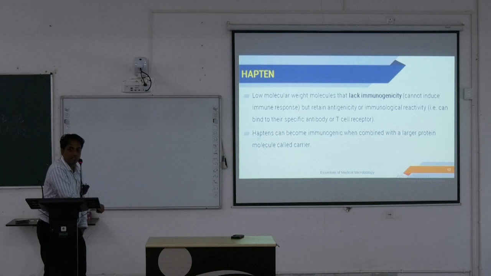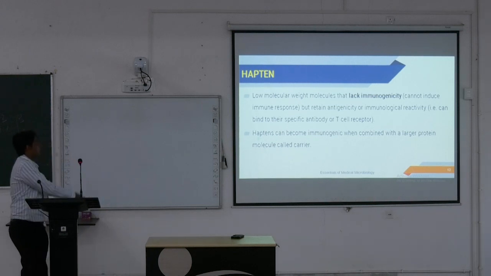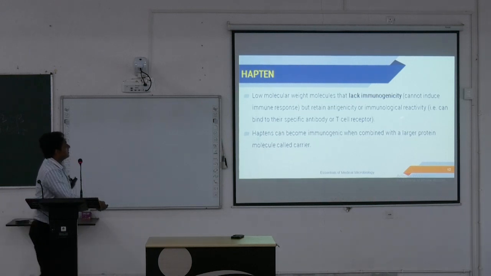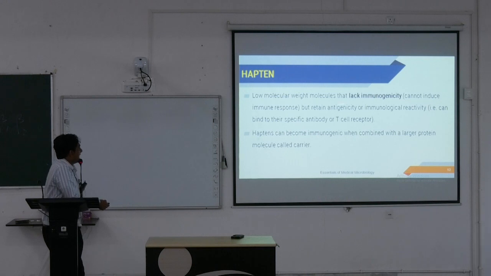What is a hapten? Haptens often come up as short notes. These are low molecular weight molecules that lack immunogenicity and cannot induce an immune response but retain antigenicity or immunological activity, and can bind to the specific T cell receptor. Haptens become immunogenic when combined with a larger protein molecule called a carrier.